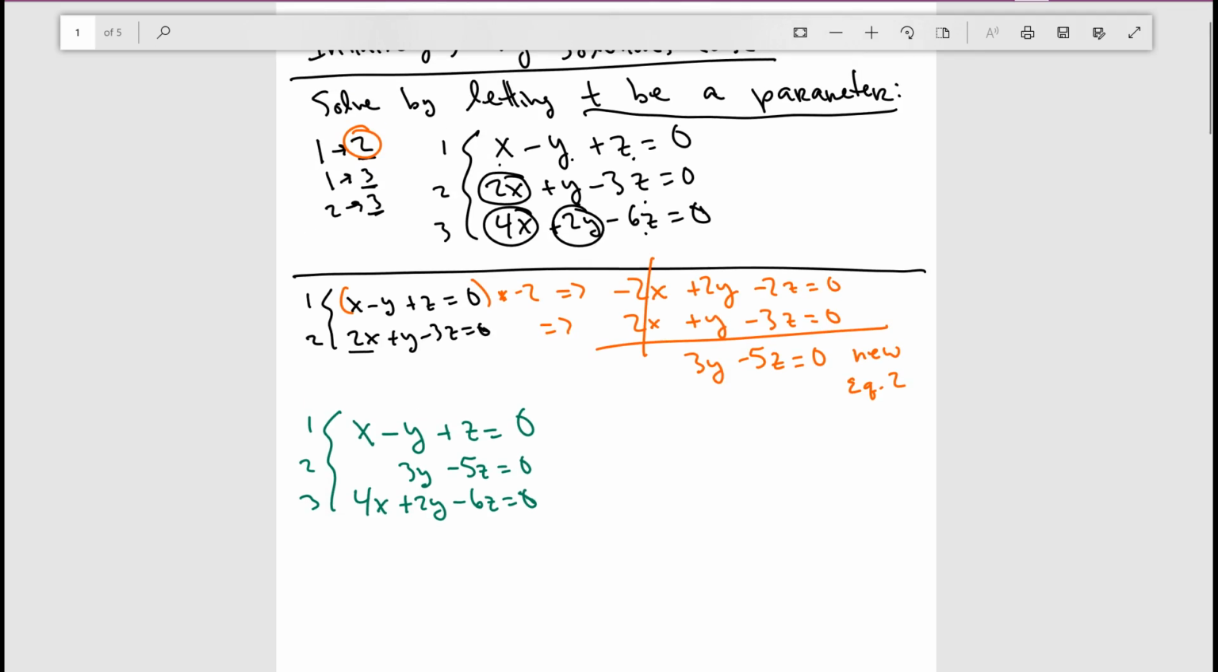Okay, the next step is using 1 and 3. So I'm going to use equations 1 and 3 now. It's going to be x minus y plus z equals 0, that was equation number 1. And now I'm going to use equation number 3: 4x plus 2y minus 6z equals 0.